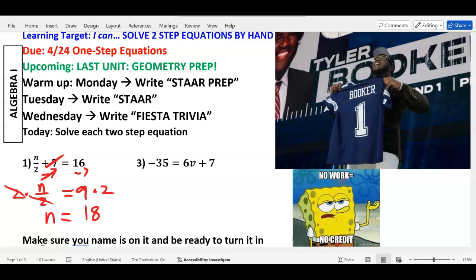Number 2. Oh wait, number 3. What happened to number 2? Well, here's why. On your assignment today, this is number 1 and number 3. So like I'm giving you some freebies. Cool?